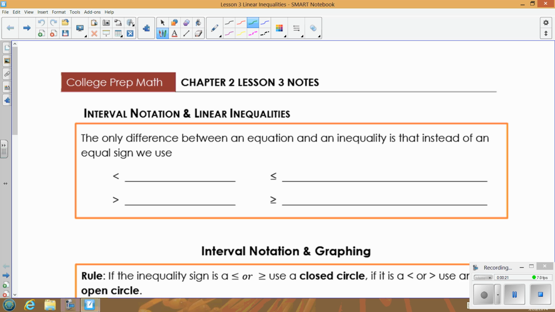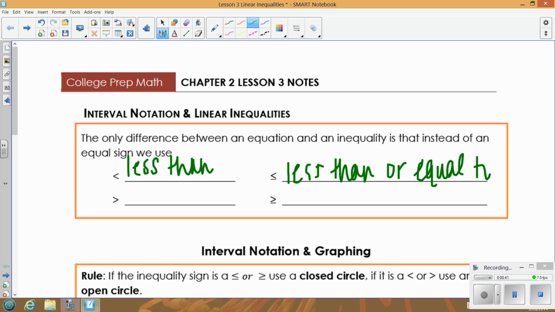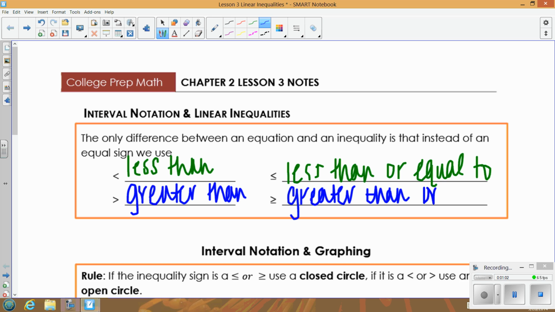So the first one means less than. And then the less than symbol with the bar underneath means that something is less than or equal to. So the bar underneath means equal to. And then when we're looking at the other ones, the other symbol means greater than. And then the greater than symbol with the bar underneath means greater than or equal to.